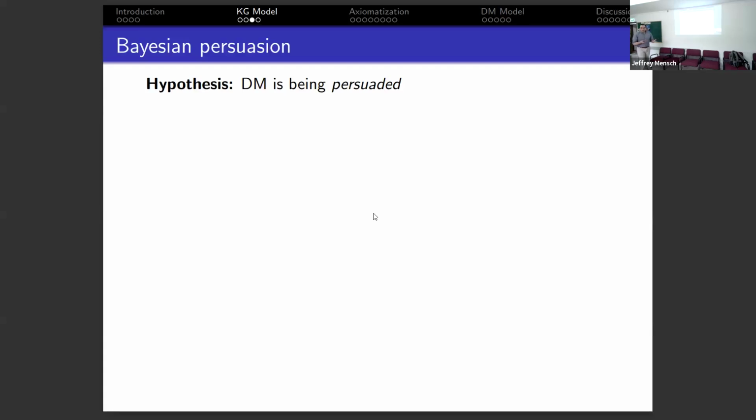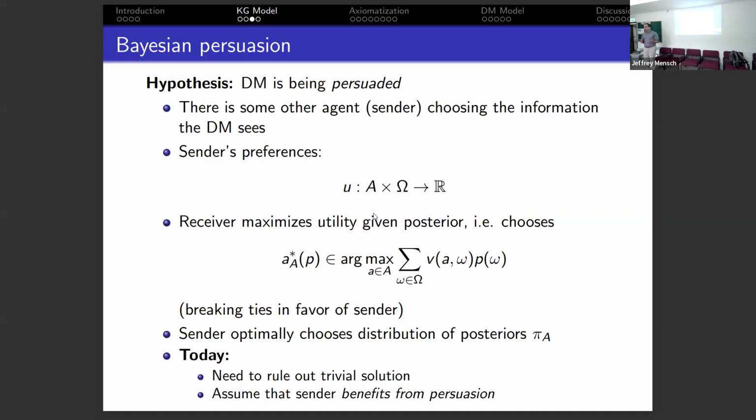Okay, so the hypothesis we're interested in, which we are familiar with, is that the decision maker is being persuaded. Namely, there is a particular agent that is unobserved, a sender, who is trying to generate these signals to maximize their own expected utility. Sender's preferences are given by some little u, which also maps from actions and states to real numbers. So the receiver is going to maximize their utility given a particular posterior. They'll choose a star that maximizes their expected utility, breaking ties in favor of the sender. And the sender, knowing this, is going to optimally choose the distribution of posteriors by some pi a.